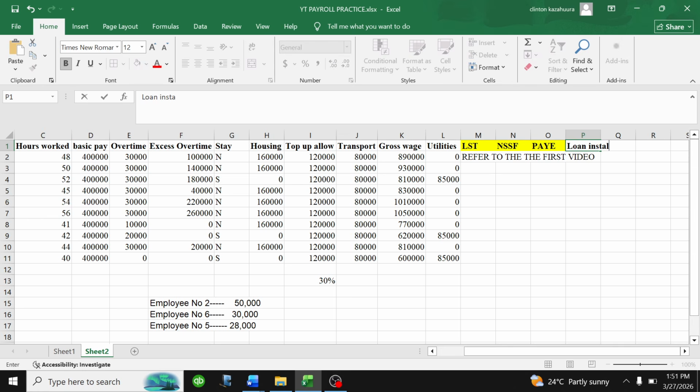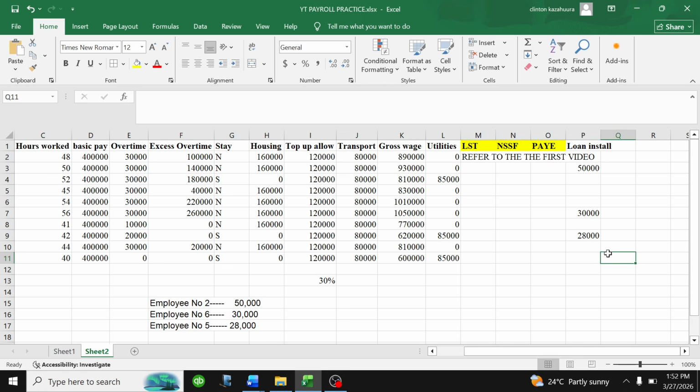Okay, we move. So that loan installment, if you also have it, you put for employee number 2. Number 2 is here. They're saying it is 50,000. Employee number 6, you put the money, it is 30,000. Then number 5, no, number 6 is this. Then number 5 is also 8,000.